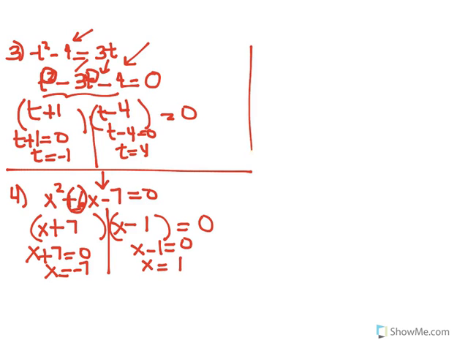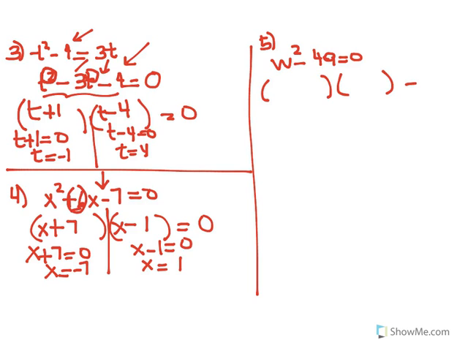Our very last example, example number 5, w squared minus 49 equals 0. Okay? Well, it's written in standard form. I don't need to rewrite it. So all I need to do now is to factor. Remember that this is a binomial, and checking 49, I know the square root of 49 is 7. In other words, 7 squared is 49. So I can decompose this into w minus 7 times w plus 7.